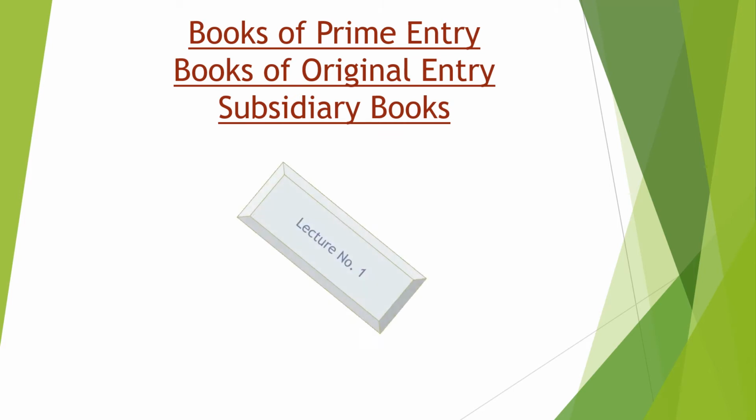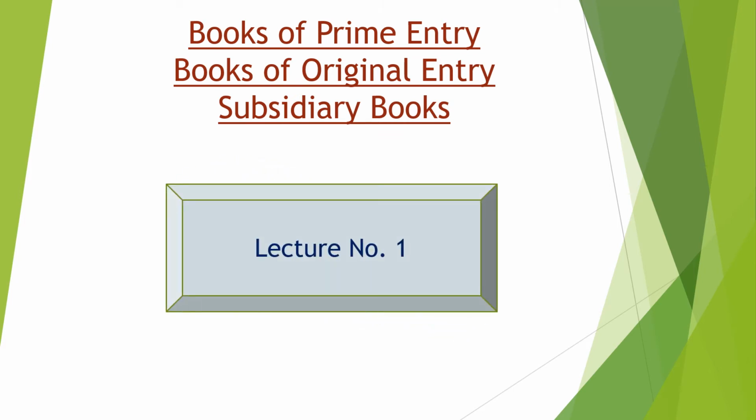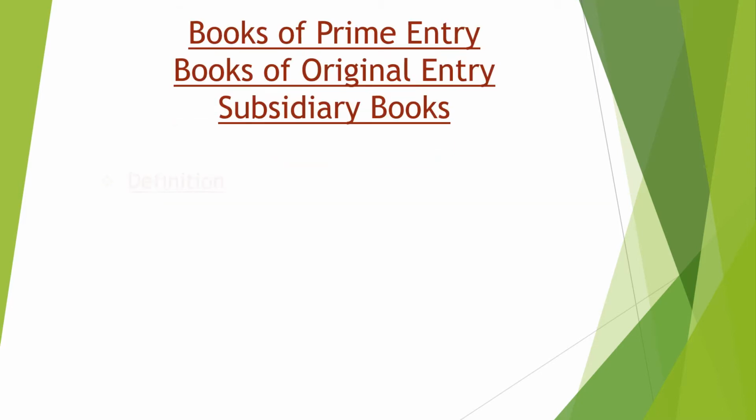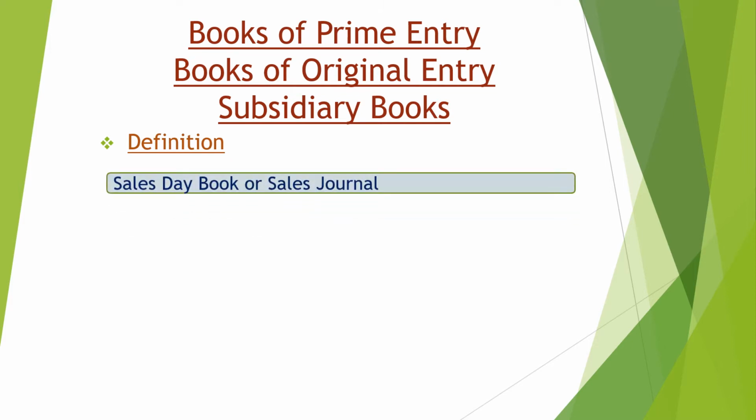Books of prime entry, or books of original entry, or subsidiary books. These are three names used for these books. Let's know the definition of books of prime entry: the books where we first record business transactions. These books are a series of notebooks. Following are the books of prime entry.